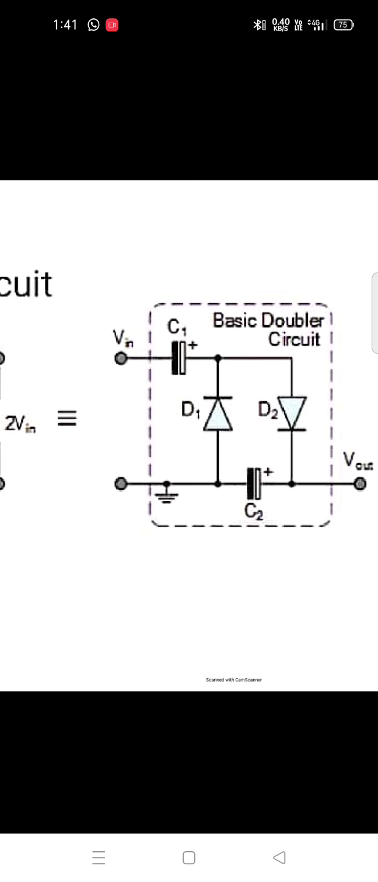In half wave and full wave rectifiers, the output average voltage we got is only half of the input voltage, but here we get double the input voltage. So it is also one main advantage. Here you can see it is a basic doubler circuit.